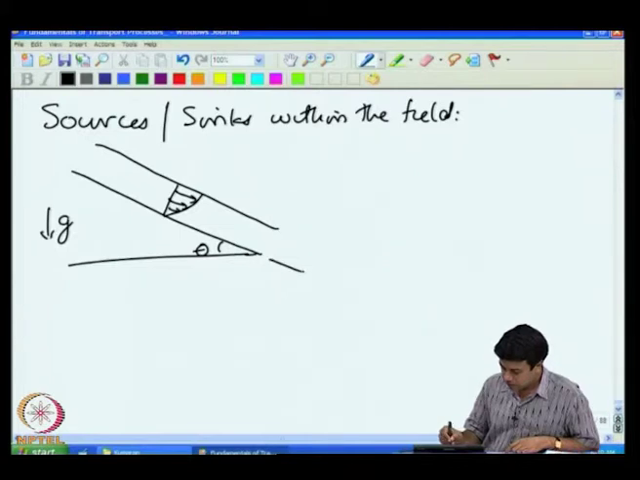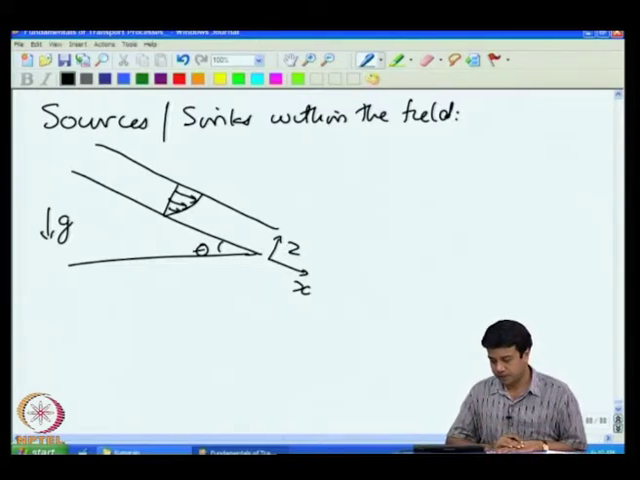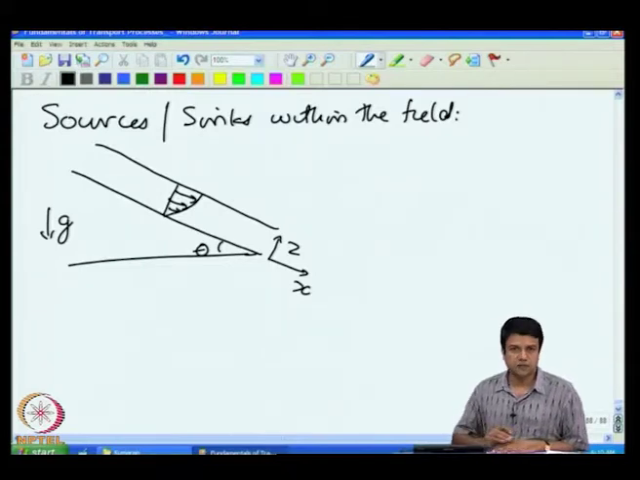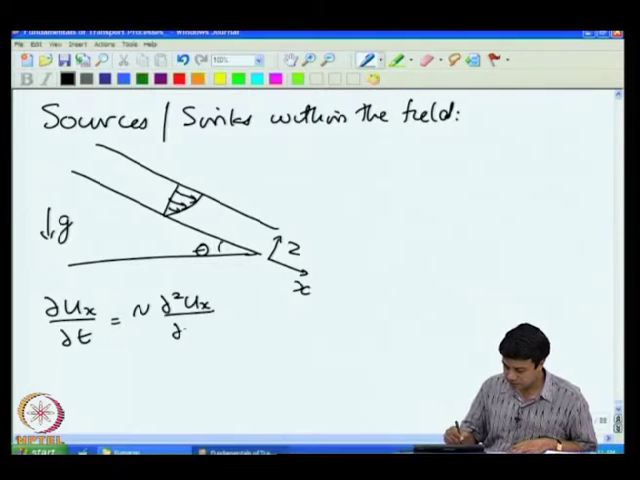As usual, I take x as the flow direction and z as the direction perpendicular to the flow. Fluid velocity is in the x direction and the velocity varies only in the z direction. There is no change in velocity as you go along the x coordinate. If I were to write a momentum balance equation for this, it would be of the form dux/dt = nu times d squared ux/dz squared.